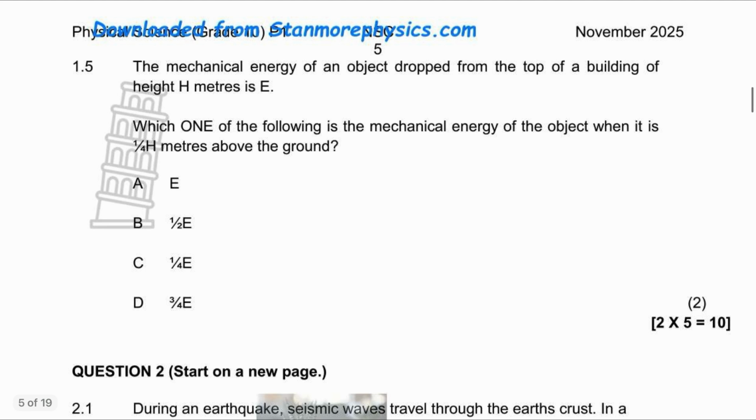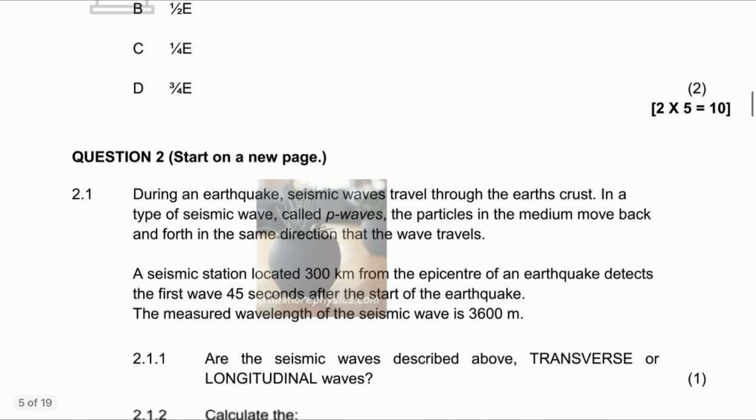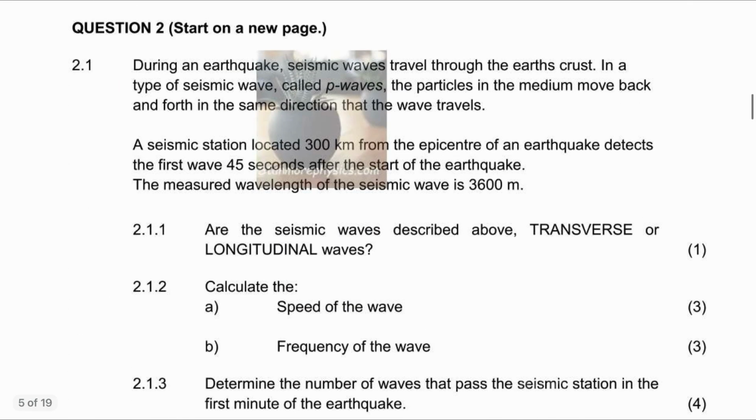Question 1.5. The mechanical energy of an object dropped from the top of a building of height h meters is E. Which one of the following is the mechanical energy of the object when it is a quarter h meters above the ground? The answer is going to be E, because the total mechanical energy in an isolated system is conserved. Mechanical energy throughout the whole system is going to be the same. Let's move on.